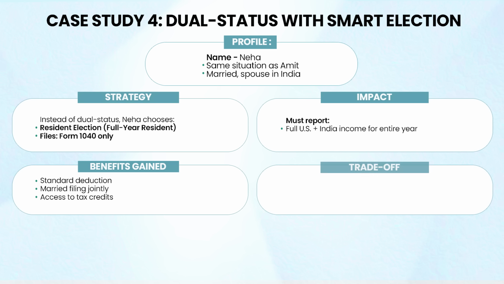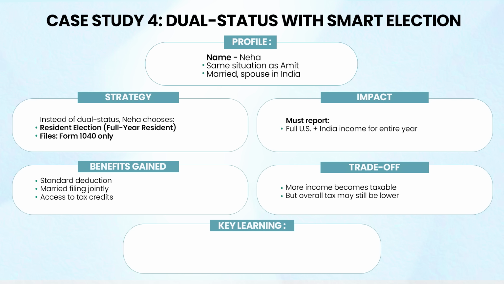Now let's look at the trade-off involved in this decision. By choosing full-year resident status, more of her income becomes taxable since she is now reporting worldwide income for the entire year instead of just part of it. However, because she gains access to the standard deduction, joint filing status, and various tax credits, her overall tax bill may actually turn out to be lower than it would have been under dual status filing.